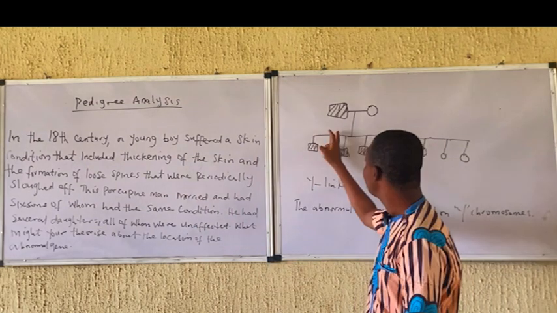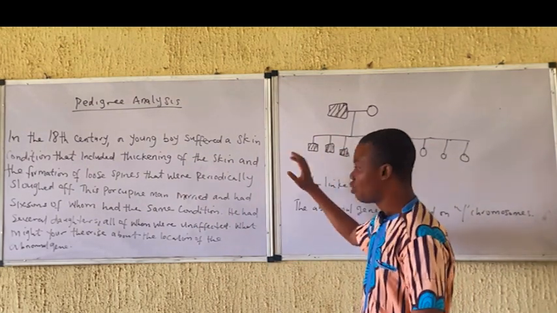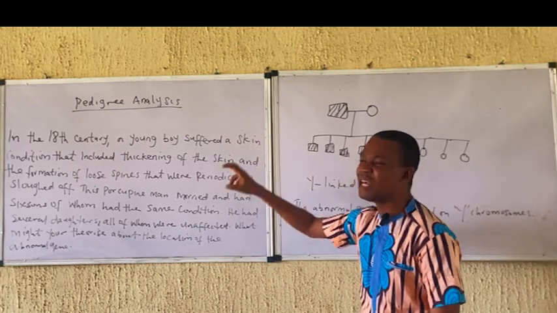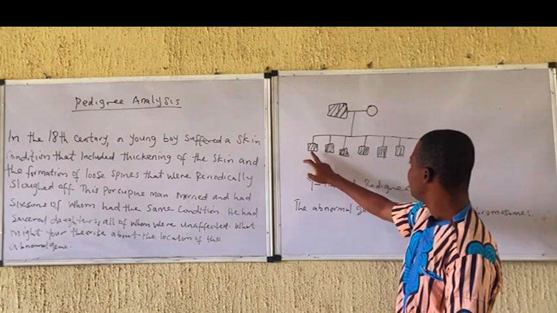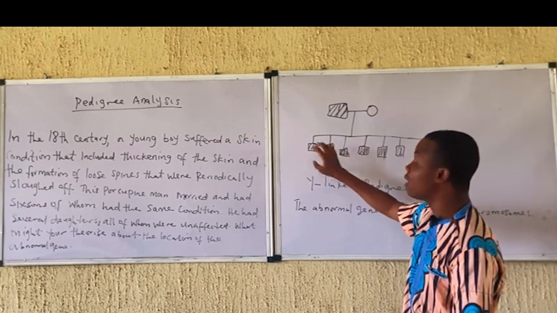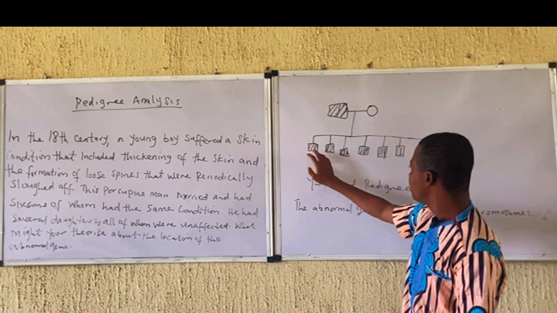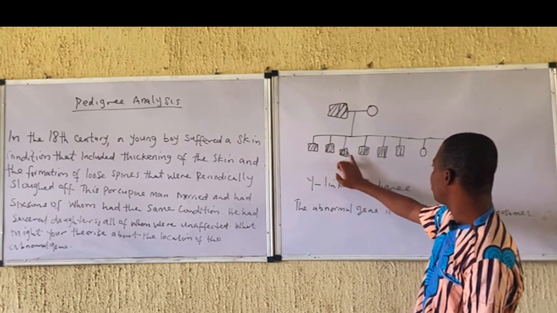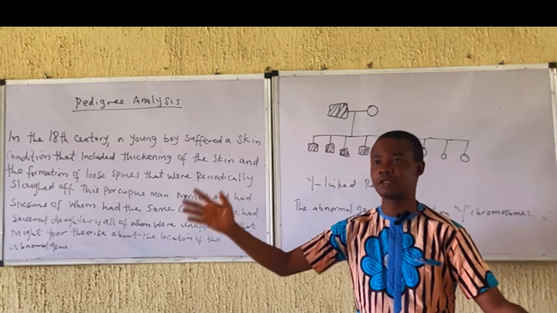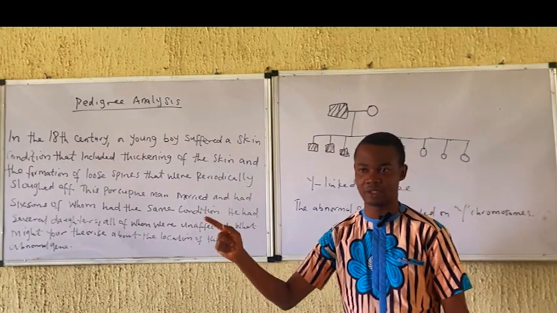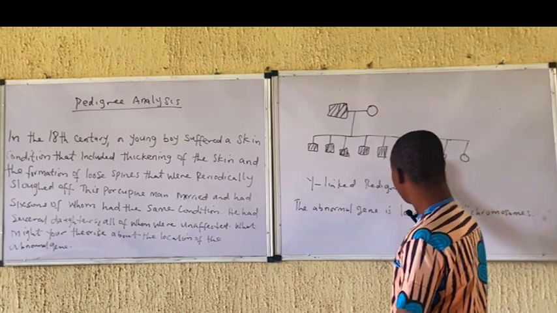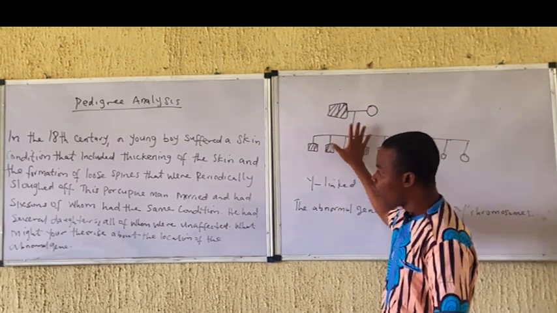So this man married and had 6 sons, and all the sons were affected. That means that all the sons have the same skin condition. You can see all of them are square shaped and shaded. At least they are affected. You can see this is the first son, the second, the third, the fourth, the fifth, and the sixth. He also has several daughters. None of them were affected, so that means that all the daughters are normal. So this is the solution of the question.